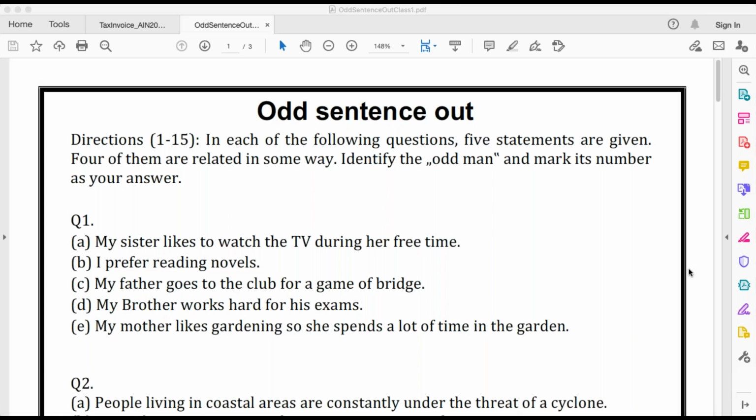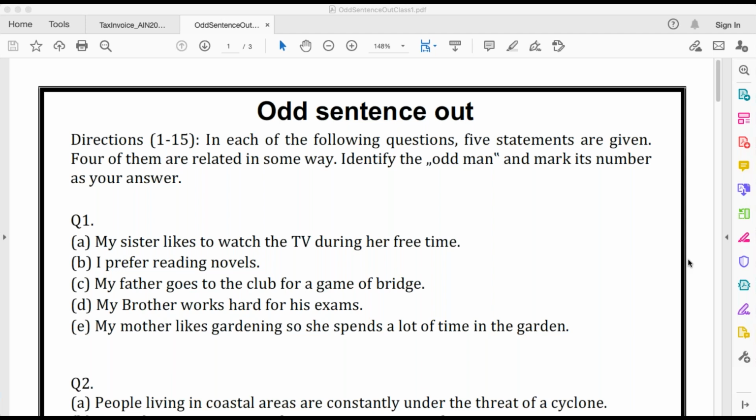Great. So hi everyone. Welcome to this session. The topic of the session is odd sentence out. We are going to have three sessions on odd sentence out, and this is the first session out of the three sessions which we are going to have. Odd sentence out is an important topic from all the examination perspective, whether it be CAT, whether it be IPM, whether it be TISSNET. This particular topic is covered everywhere, and hence it becomes important for you to practice this particular topic.